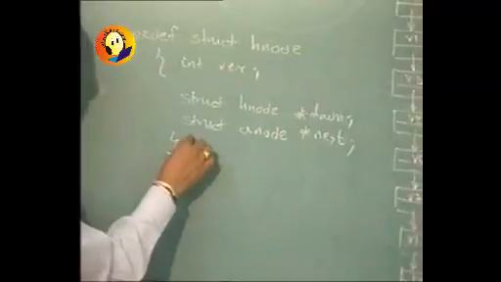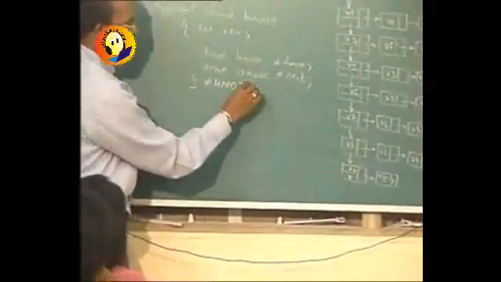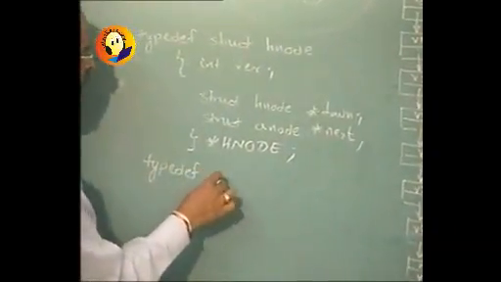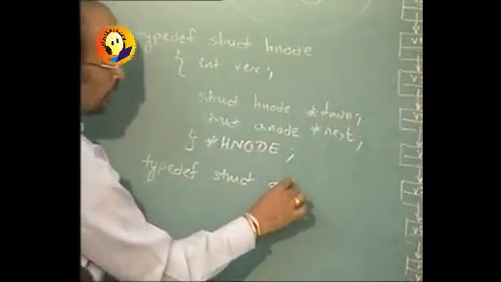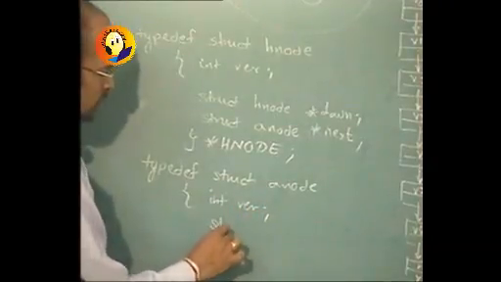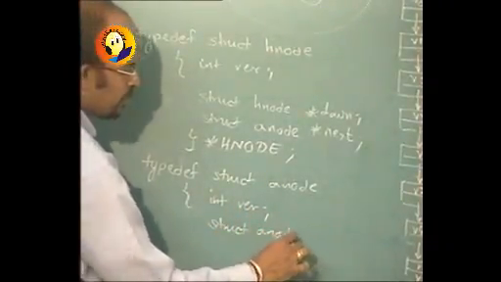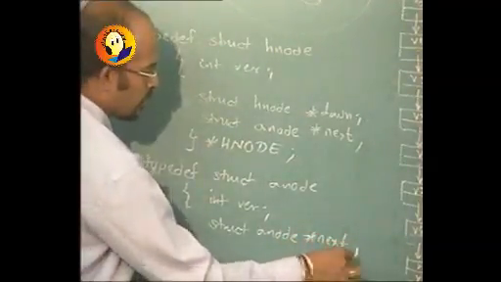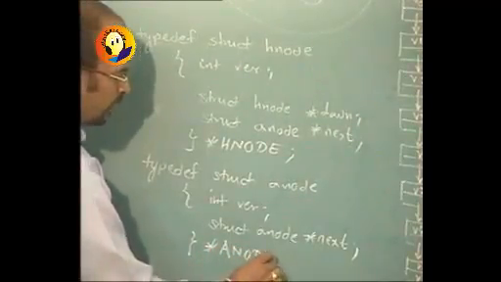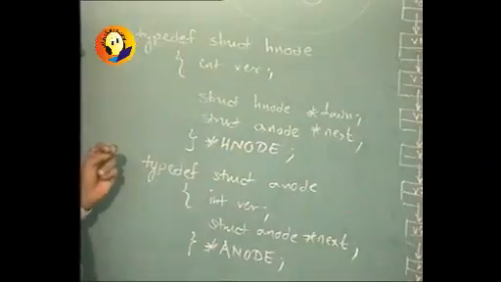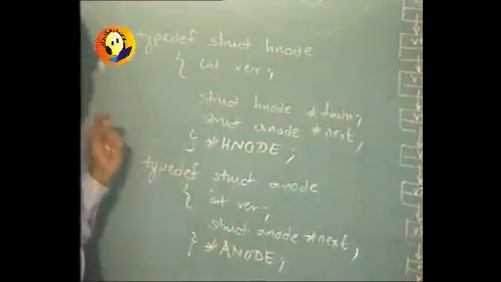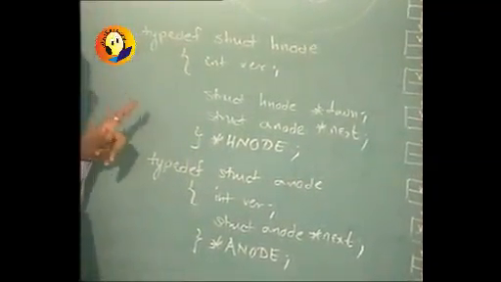And I declare it as star HNODE, capitals. And then I will also declare struct anode, which will have int var and struct anode type next, and I will declare it as new type ANODE. So there are two types of nodes. One belongs to the down list, and the other belongs to the next list. So it is going to be a list of lists.